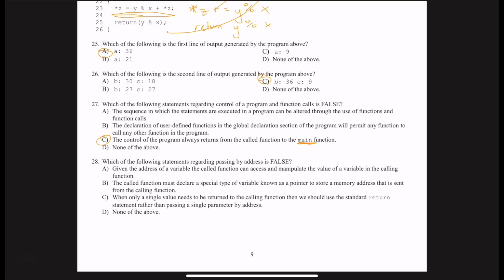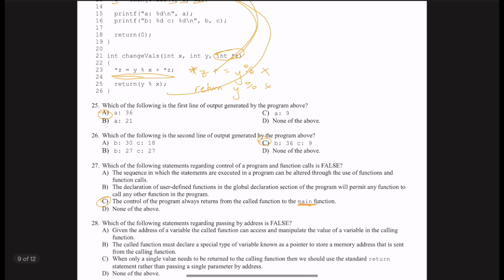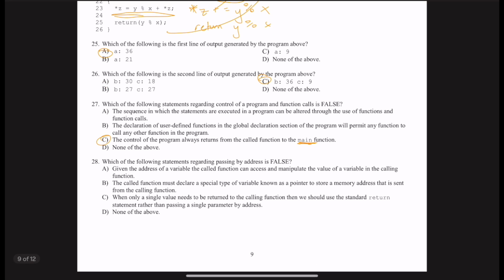B. The called function must declare a special type of variable known as a pointer to store a memory address that is sent from the calling function. That is also true. That's what our star z is up above. C. When only a single value needs to be returned to the calling function, then we should use the standard return statement rather than passing a single parameter by address. This is also true. So if you only have one return value, just use the return statement.